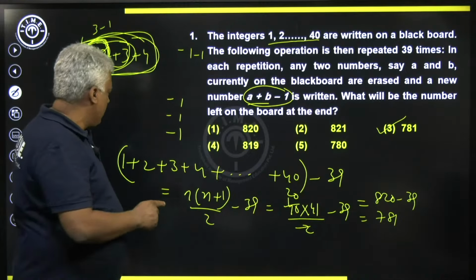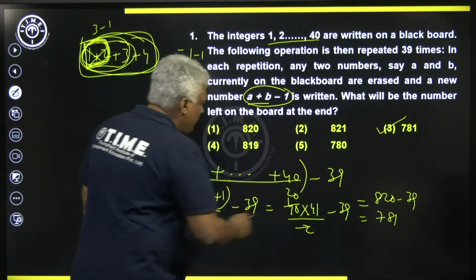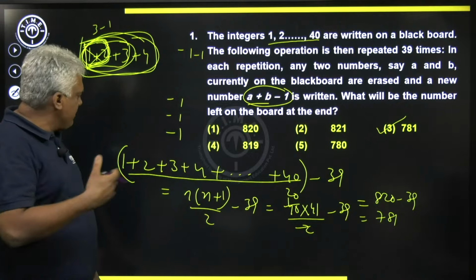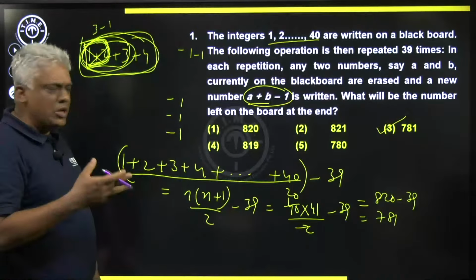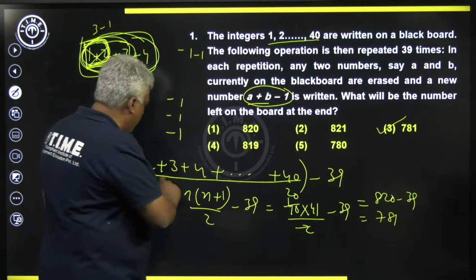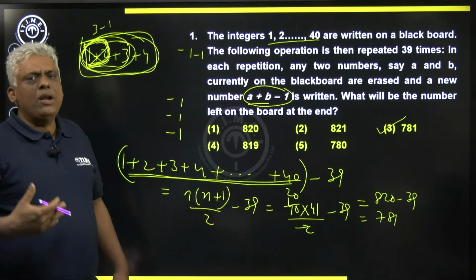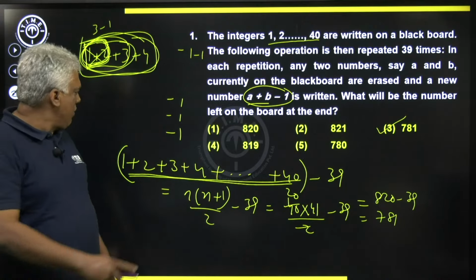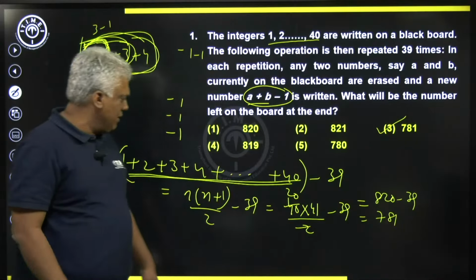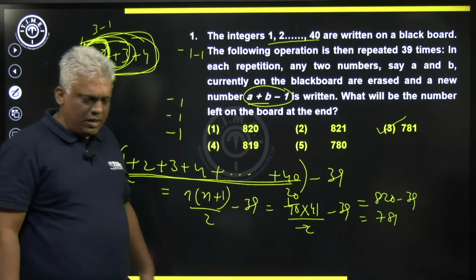So ultimately, if you erase any two of the numbers 1 to 40 and replace them by the sum of the two numbers minus 1, you'll get the sum of 1 to 40 minus 39. The operation happens 39 times, and ultimately you'll get one answer. So basically you have to add 1 to 40 and subtract 39, which I did. I hope this is clear now.